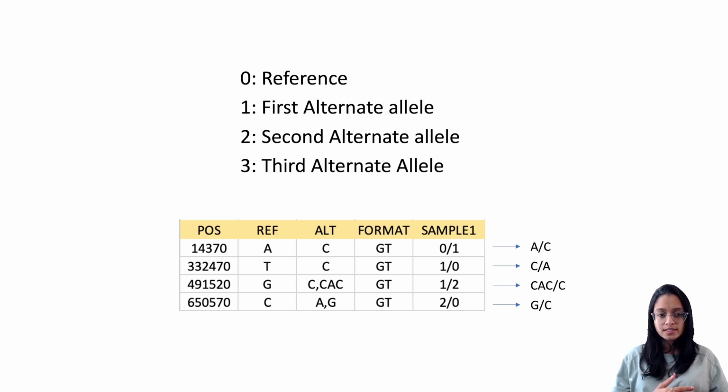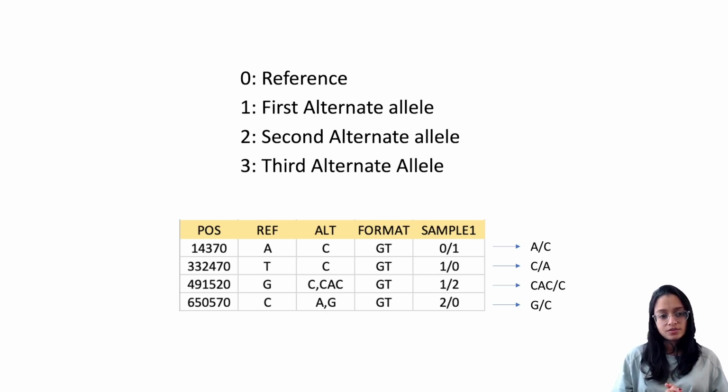Let's look at the last two lines in this table. Looking at the variant at the 491520 position, we can see that the sample has genotype 1/2. So at that location, one of the chromosomes in that sample has a base that is the first alternate allele, that is C, and the other chromosome at that position has CAC. And since CAC is the second alternate allele, it is numbered as 2, and C is the first alternate allele, and hence it's numbered as 1.